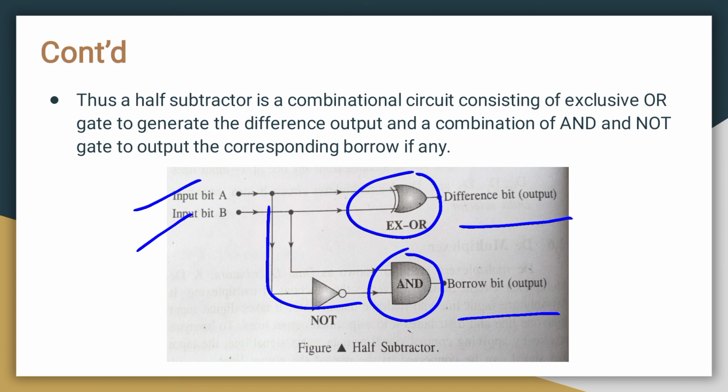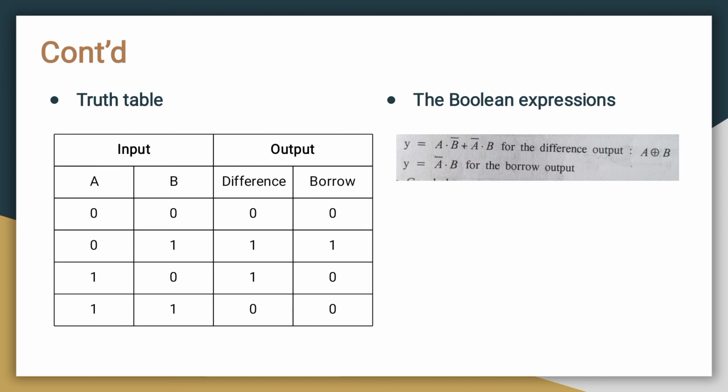Same here we have to go with the borrow. So that is about the logic diagram. So next is the truth table. So see, when we are going to get the borrow, already we told, depending on the content of the input of A and B.